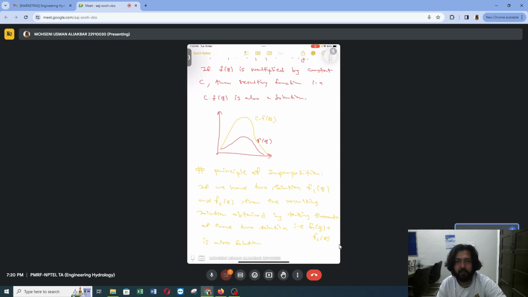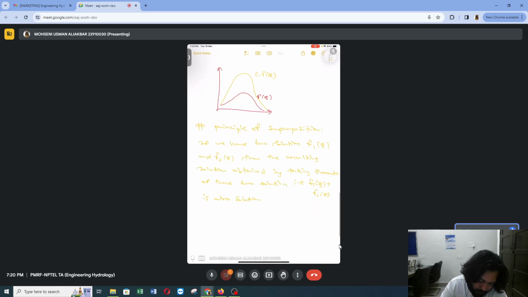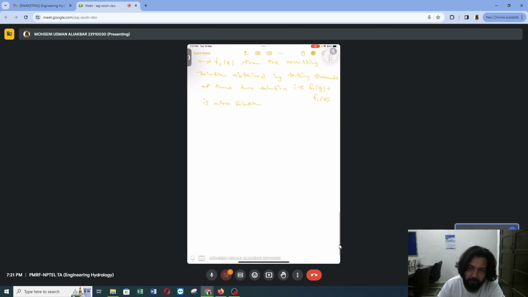So in the principle of proportionality, we multiply the solution which we already have by a proportionality constant. And in the principle of superposition, whatever two solutions we have, we take the summation of them, and the resulting function, which is the summation of the two predefined functions, is also a solution.